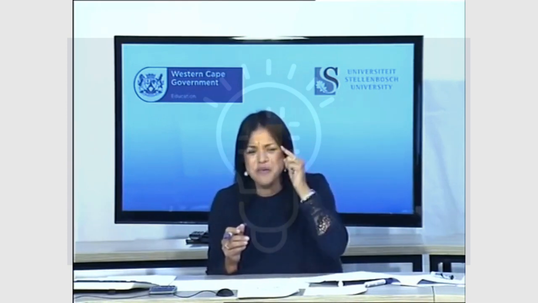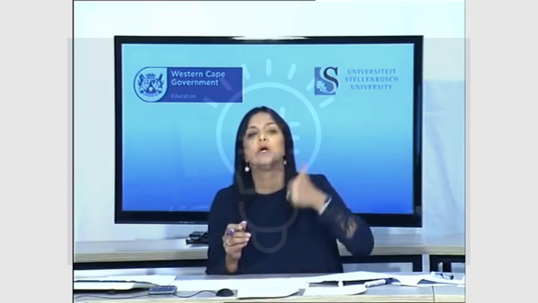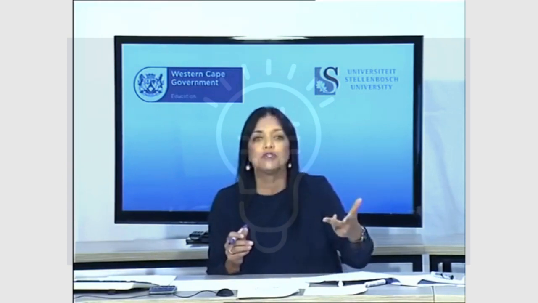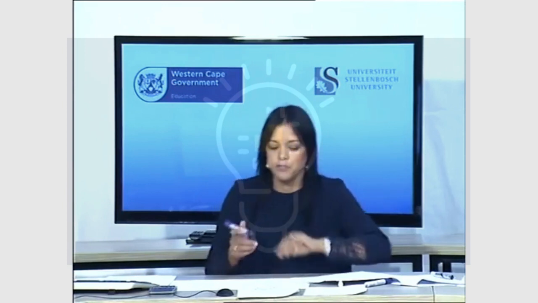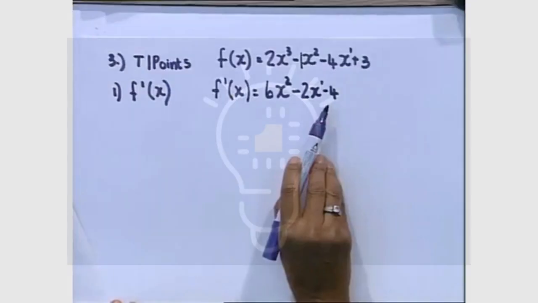You found your derivative. Matrix, what are we busy doing? We're finding the turning points of the cubic graph. Just like in a parabola. Do you remember the parabola? We found our x-intercepts, we find our y-intercepts, and then the turning point. Now this is the same in the cubic graph. You find your turning points by finding the derivative first.